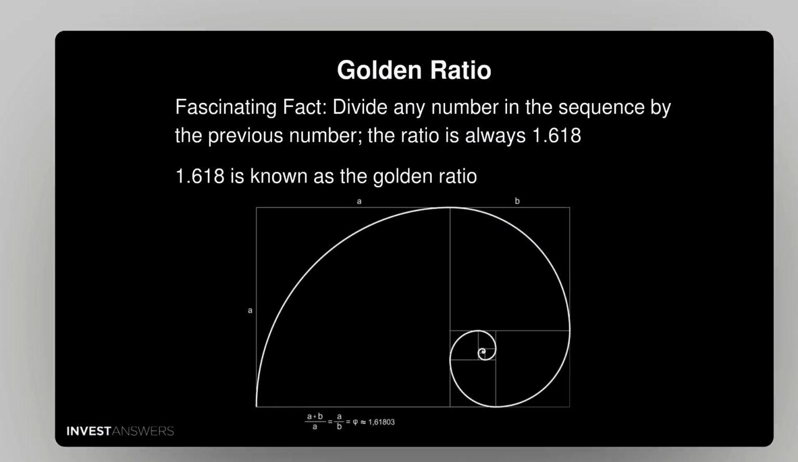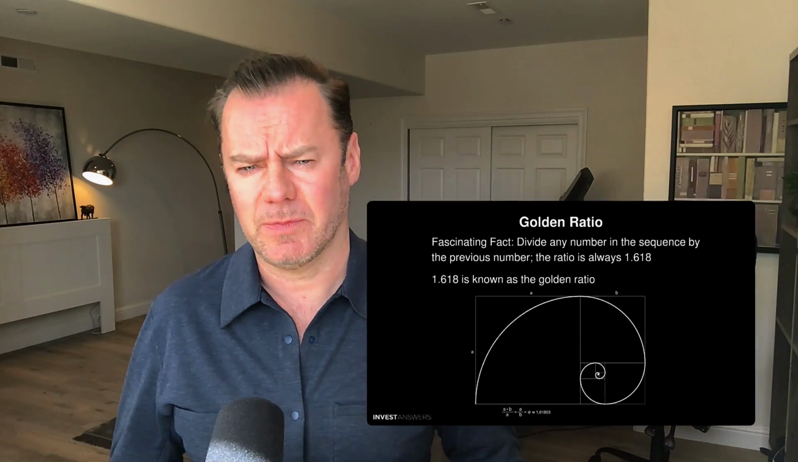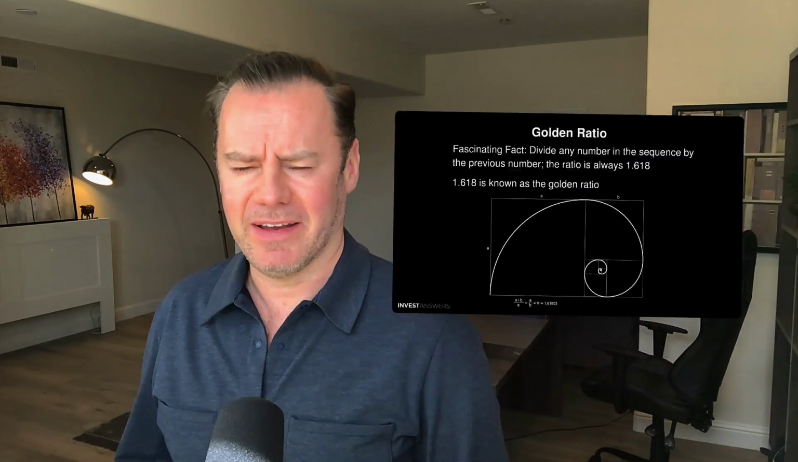So the crux behind Fibonacci is the golden ratio. And that is, to me, a fascinating fact. If you divide any number in the sequence by the previous number, the ratio is always 1.618. And that's known as the golden ratio. And that's used by architects and artists and even people with trading. So we'll talk more about that number in a little while.